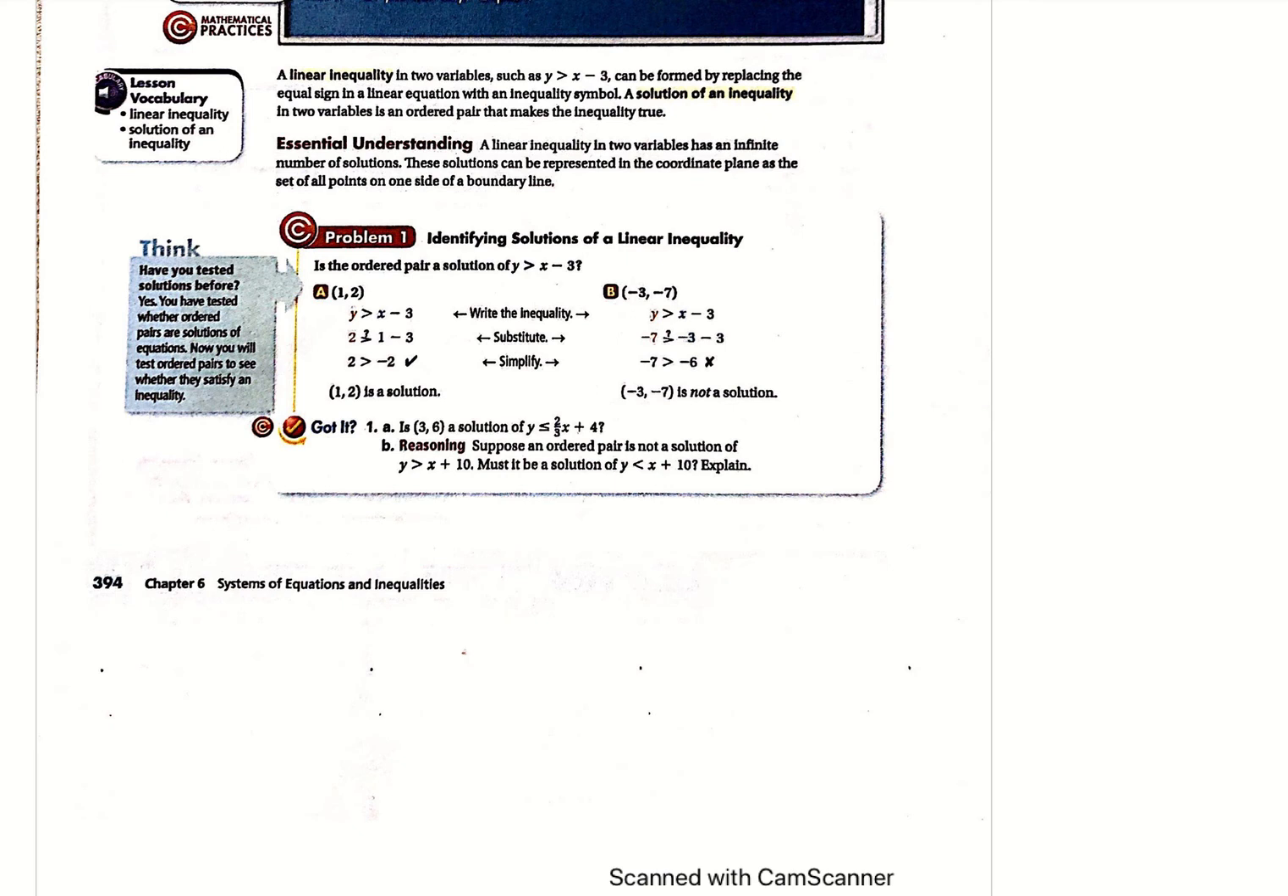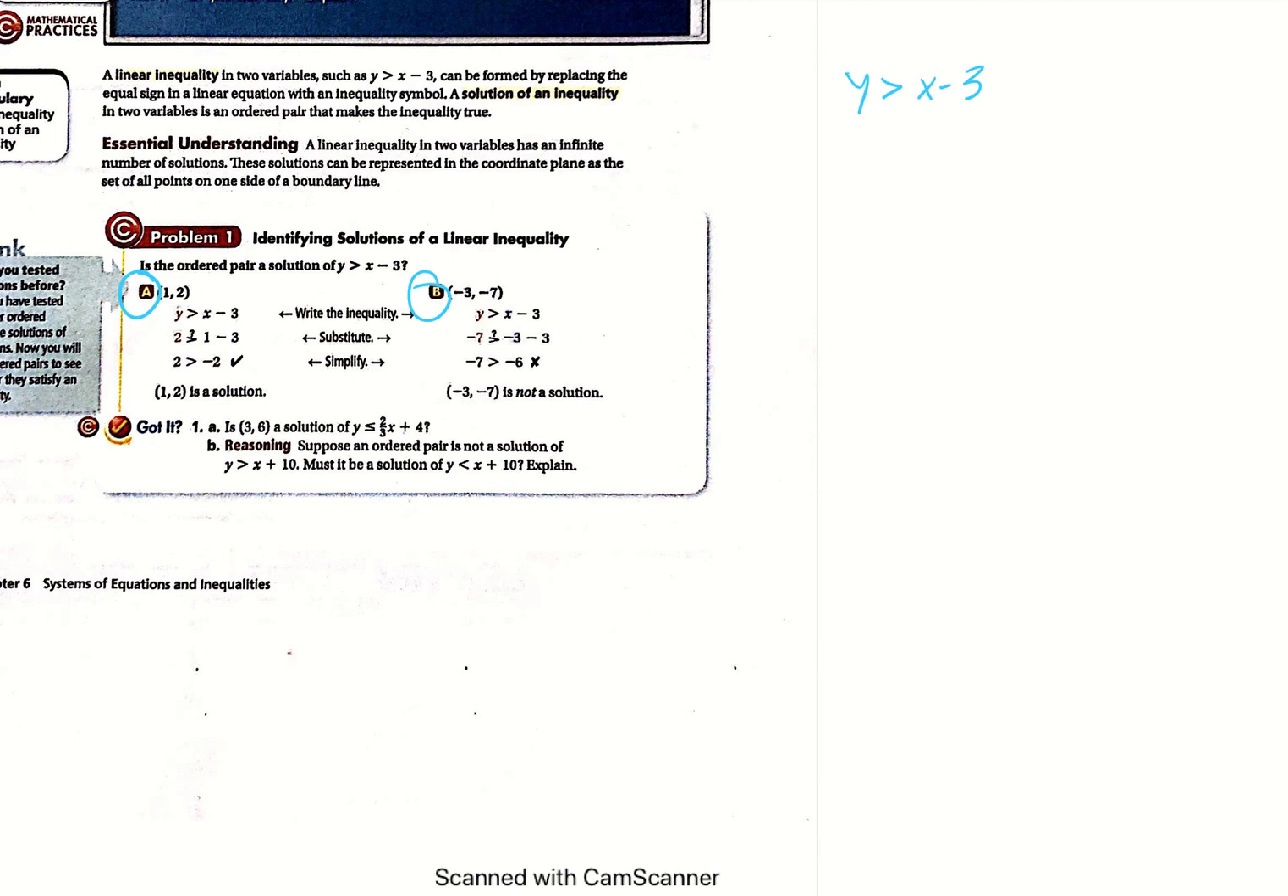So we'll go ahead and jump right into problem 1. We're looking at the inequality y is greater than x minus 3. Let's look at that inequality real quick. It asks, is the ordered pair a solution of this inequality? So we have A and B.